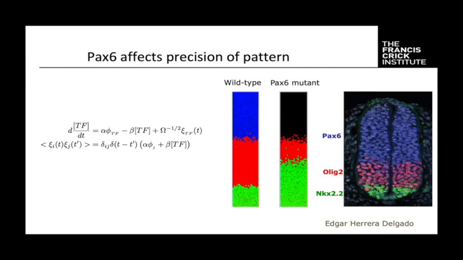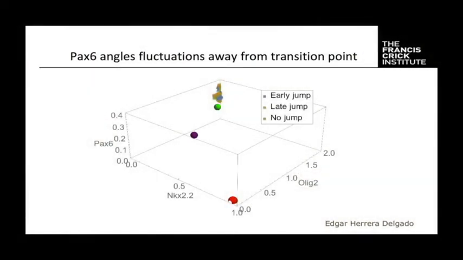So why does just introducing stochasticity affect the precision of the boundary in the PAX6 mutant compared to the wild type? If we come back to thinking about what's happening in gene expression space, we're now going to look at a transition from the OLIG2 steady state to the NKX2-2 steady state, so high OLIG2, PAX6 at moderate levels, and here high NKX2-2, no OLIG2, no PAX6.